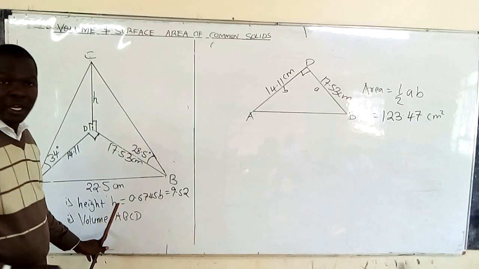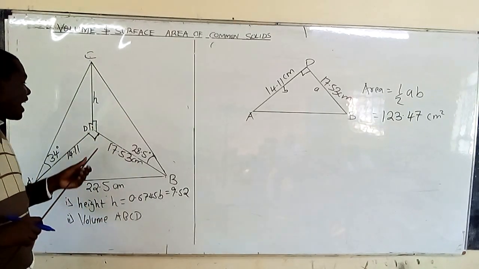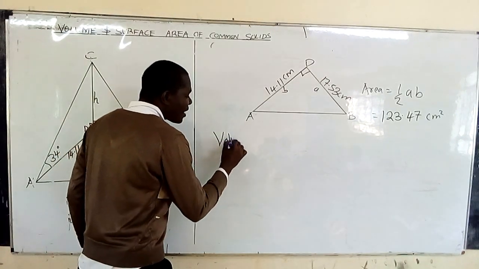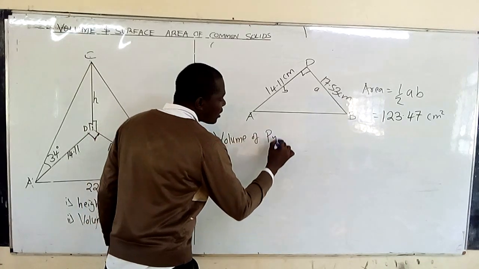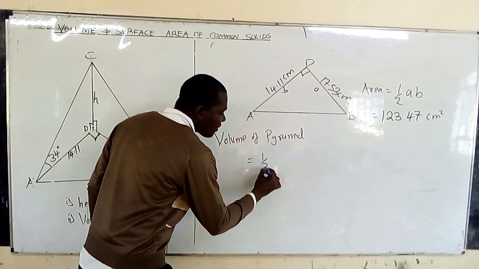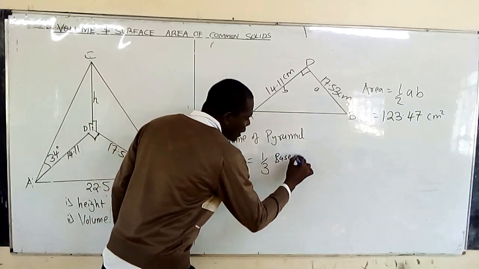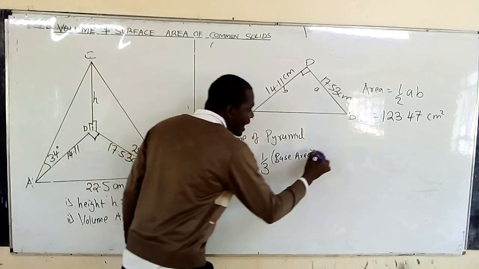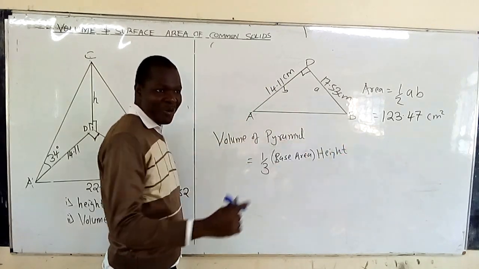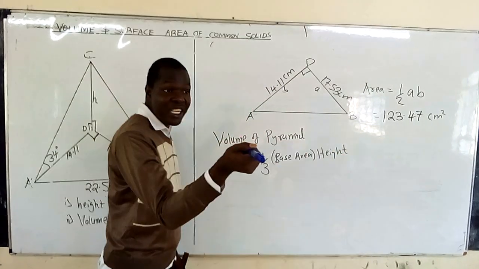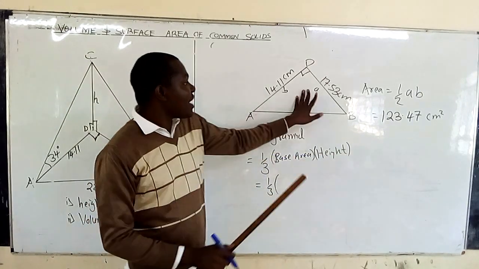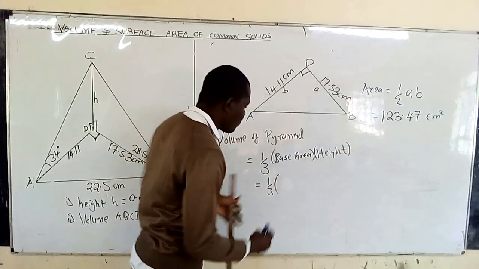Now we want the volume. For us to get the volume, it is the volume of a pyramid, isn't it? Because this our figure is a pyramid. And what do you know about the volume of a pyramid? It is a third base area times the vertical height. See, that's how to get the volume of a pyramid: a third base area times the vertical height. So that is a third, and the base area you found to be what?